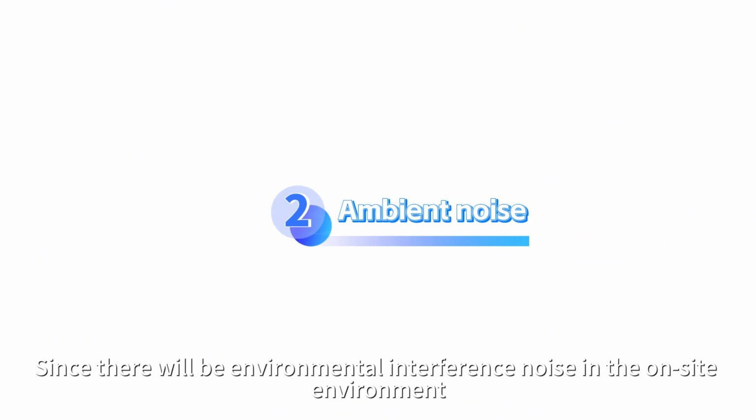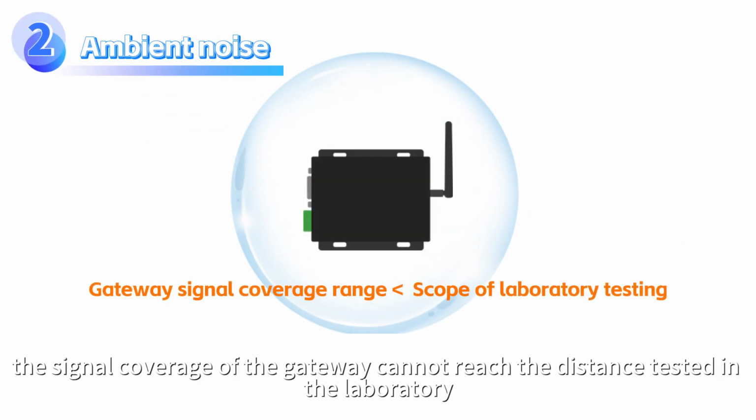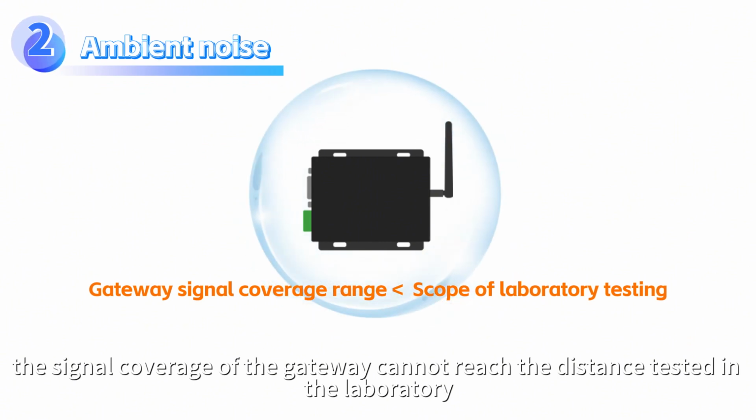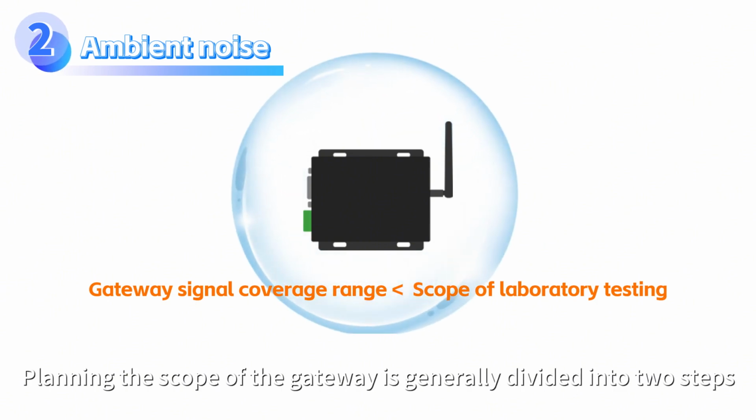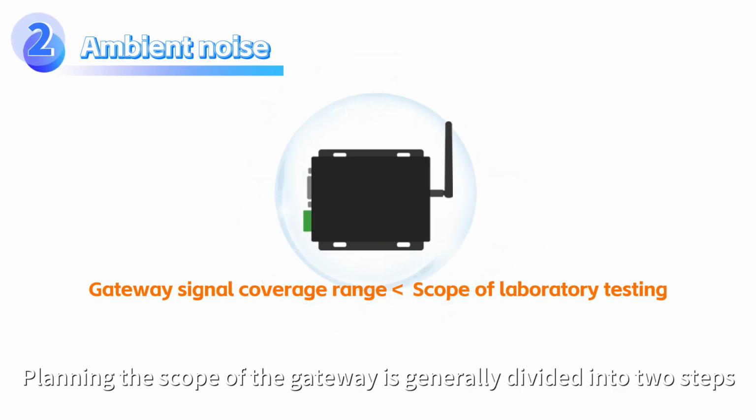2. Since there will be environmental interference noise in the on-site environment, the signal coverage of the gateway cannot reach the distance tested in the laboratory, so the coverage of the gateway needs to be planned. Planning the scope of the gateway is generally divided into 2 steps.